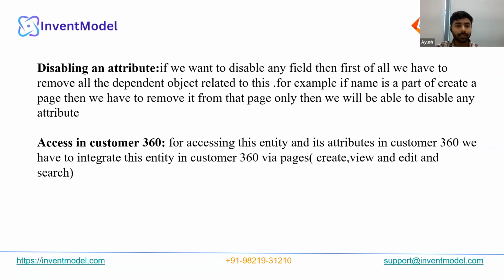And if we want to disable any attribute, first of all we have to remove all the dependencies of that attribute. If it is defined in any object, like any page, create page, search page, or create and edit page, we have to remove that attribute from there. Only then will we be able to remove that attribute from the business entity section. After adding the attribute, if you want to access it in Customer 360, we have to integrate that business entity in Customer 360.